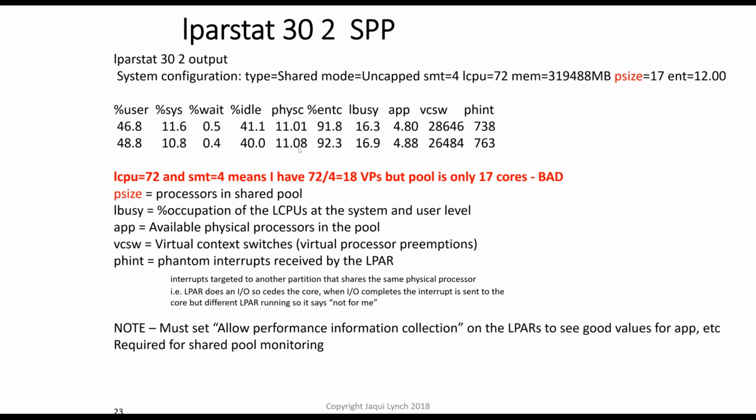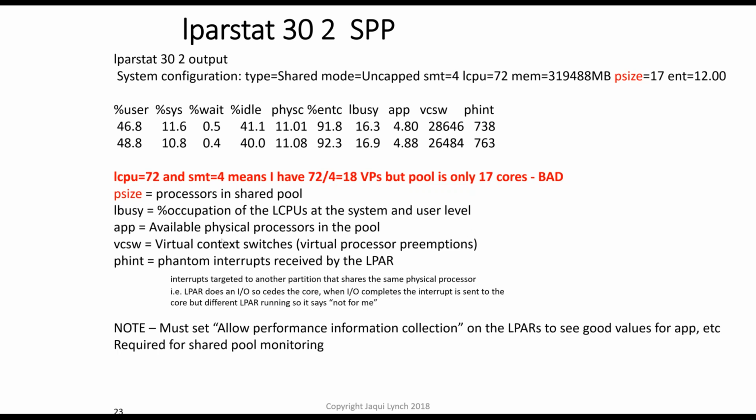So a couple of the other things to note in here, this APP column is the number of physical processors available in the shared processor pool that are not being used right now. You will only see that if you set the allow performance information collection on your LPARs, and you do that by going to the HMC and checking the properties for every LPAR and checking the box that allows it. If you don't allow that, then you won't get the APP information, and you won't get any cross LPAR information. So things like the LPAR column in nmon and so on.